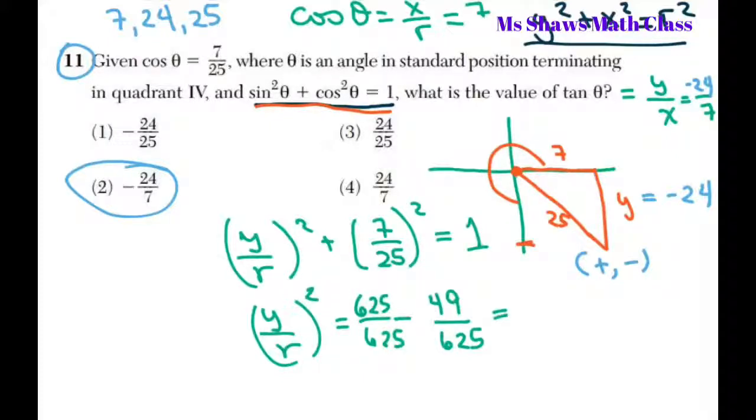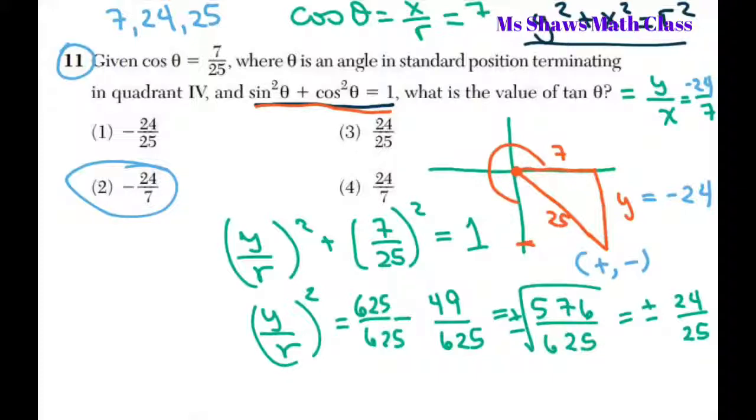And 625 minus 49 is 576. And then you square root that, you get plus or minus. So that's going to equal plus or minus 24 over 25. And basically, there's where you get your plus or minus. In our case, it's negative there.